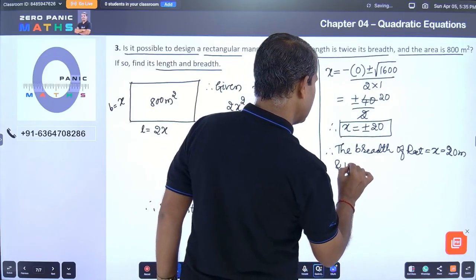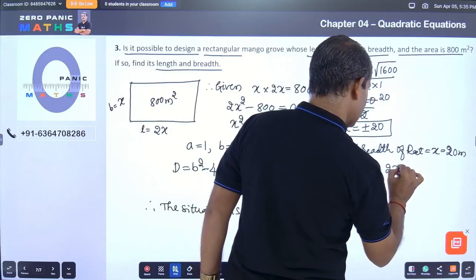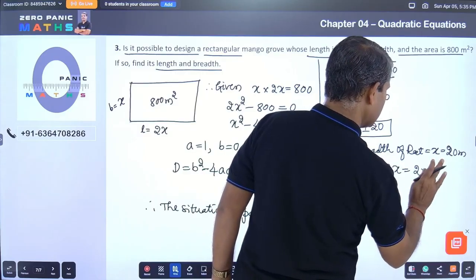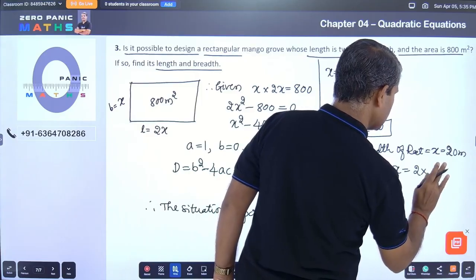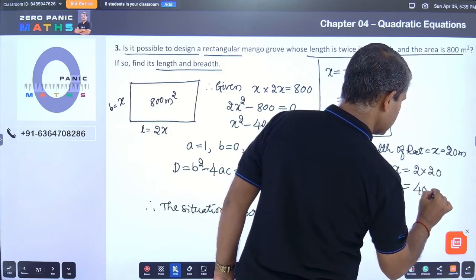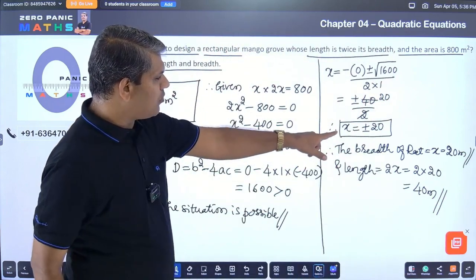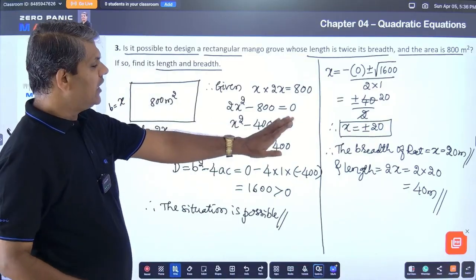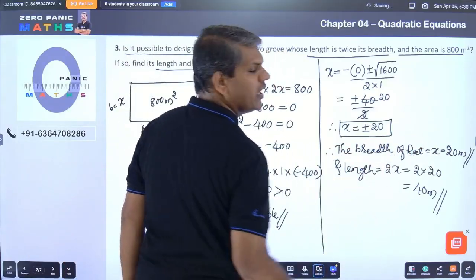And length, what they have given? Length is twice its breadth, which is 2 into 20, which is 40 meter. So you will have to add one more line here, ignoring the negative root. Ignoring the negative root, we need to consider the breadth of the rectangle as a positive x value.